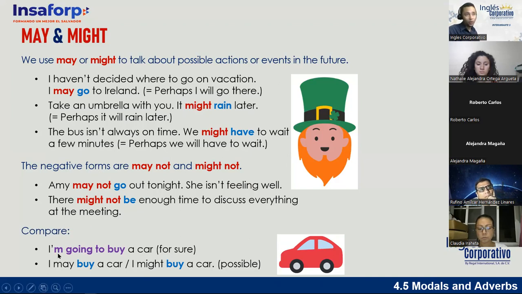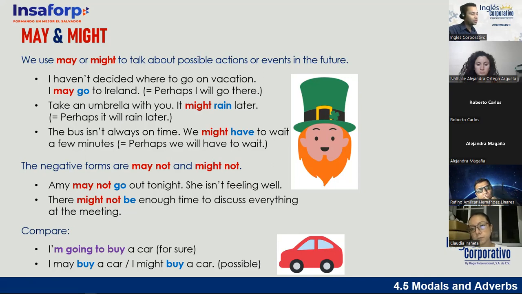When you say, I am going to buy a car, that's for sure. That means you have a plan, you have an intention. That means this is not a possibility. You are sure about it. So you say, I am going to buy a car.